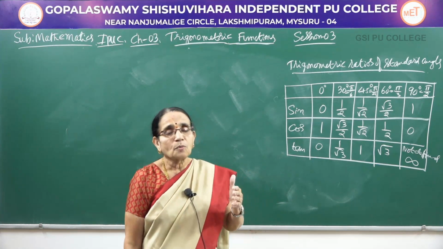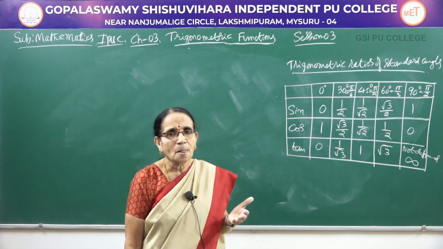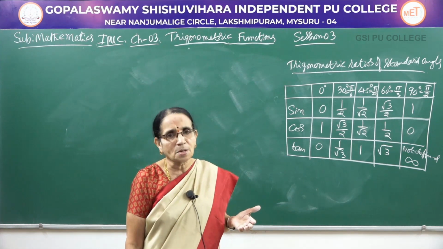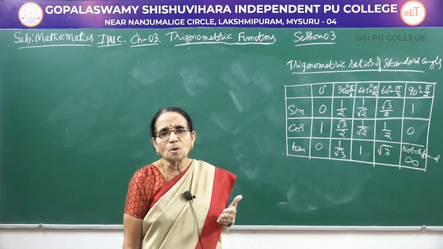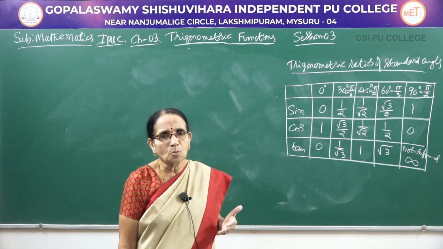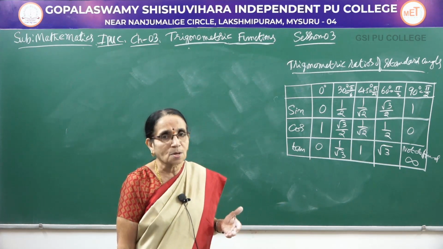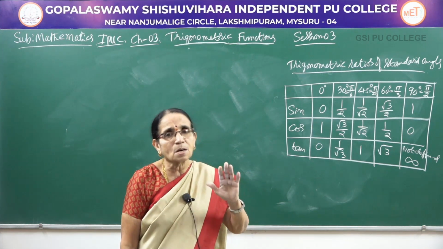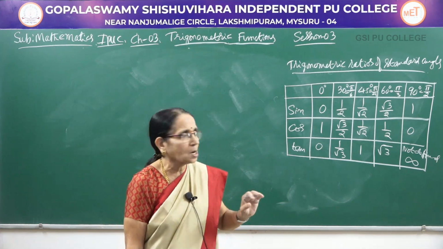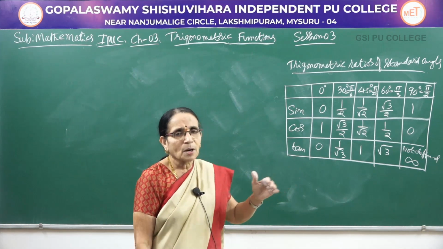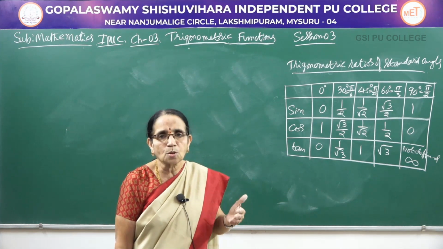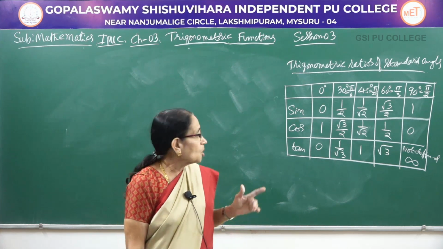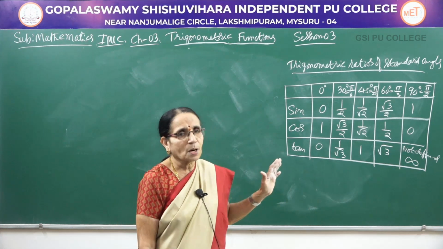Now, when the angle is more than 90, how do you find the value of the trigonometric ratios? For that there are some rules. I am going to teach you about those rules in the coming sessions. Any angle, as I told you just now, however big or however small, can be converted to any one of these by some rules which you are going to study in the coming sessions. That is why these are very important.